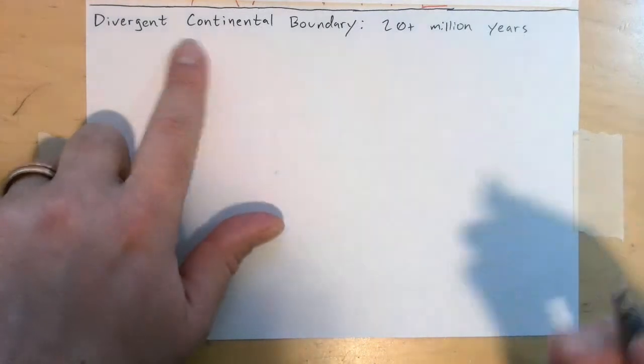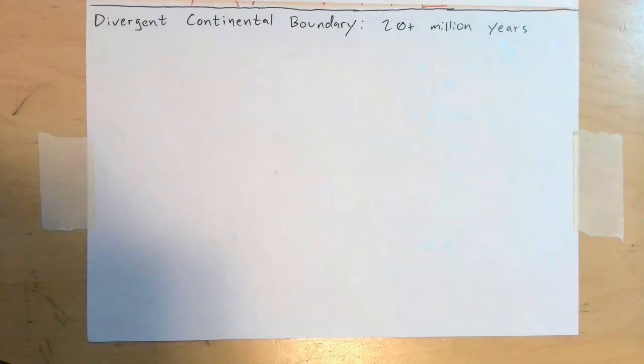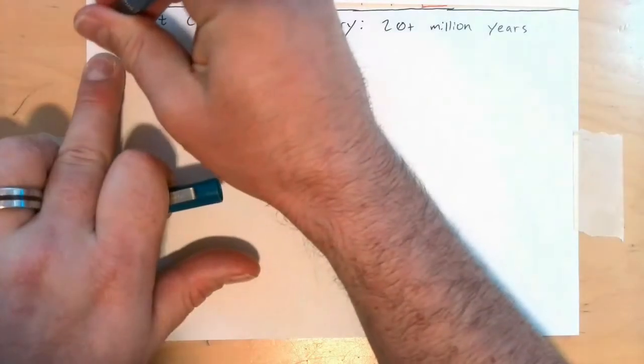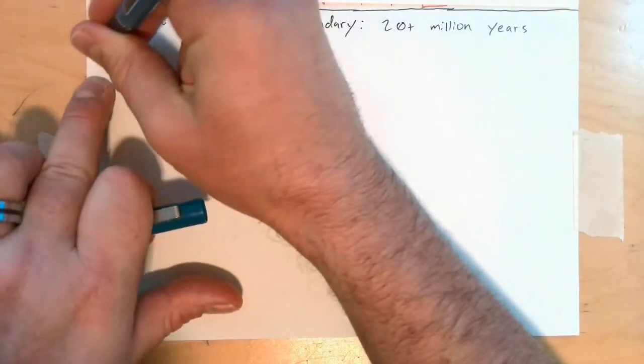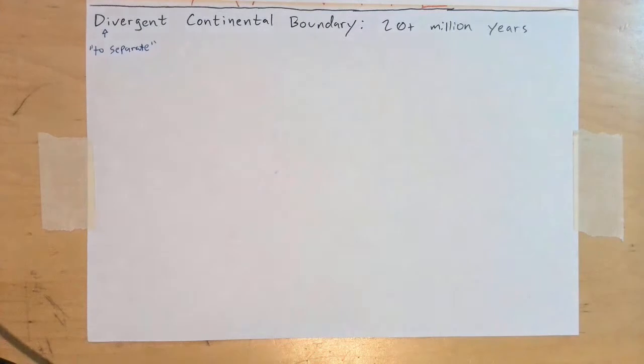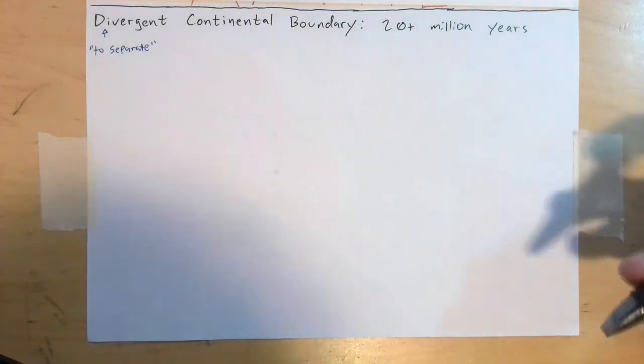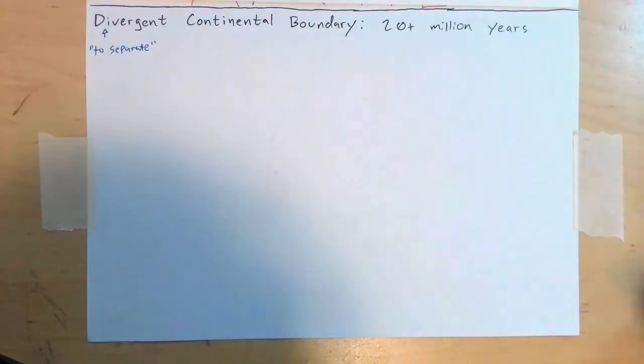And remember, divergent means to separate. Starting on Wednesday, we'll be tackling convergent boundaries. And if divergent means to separate, I imagine you can guess that converge means to come together.